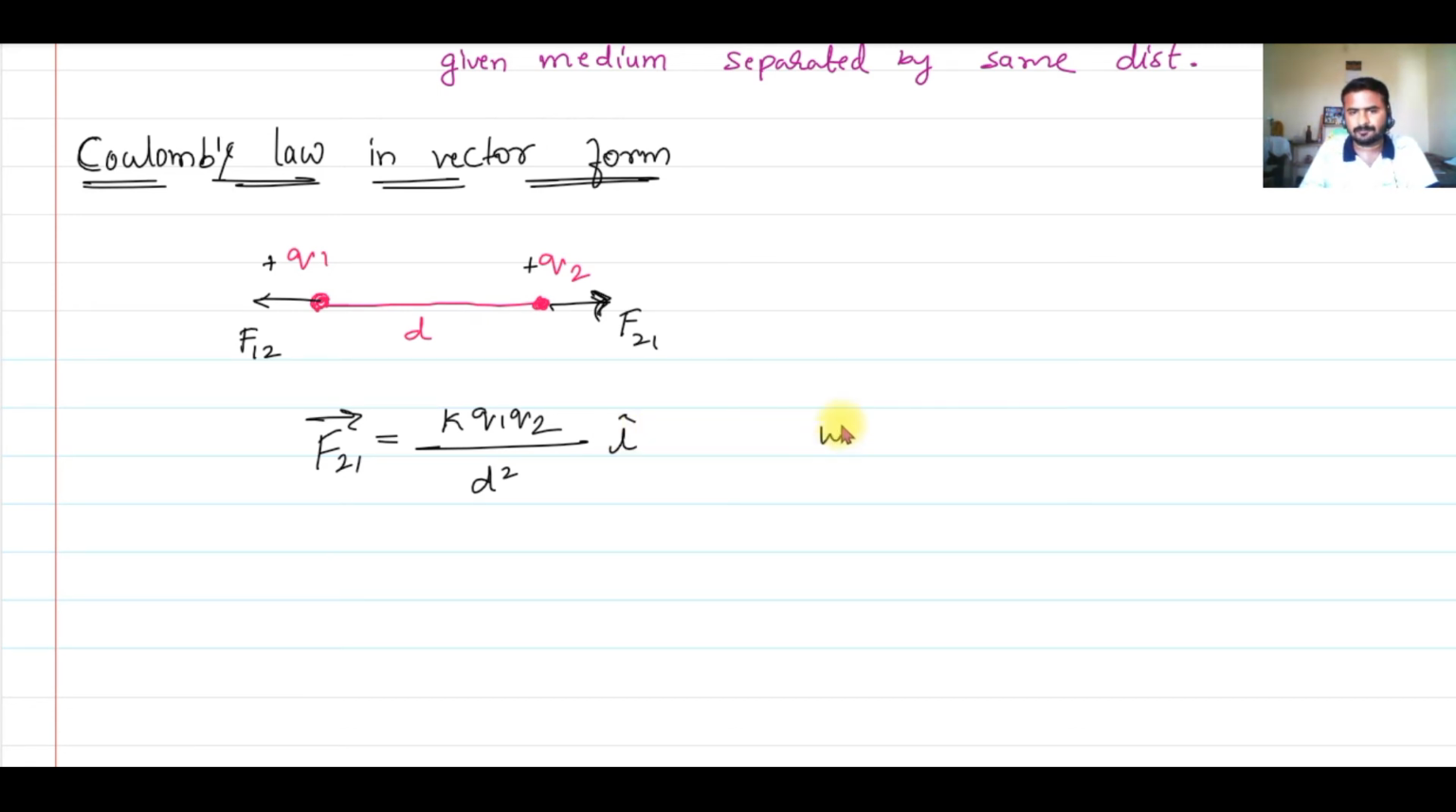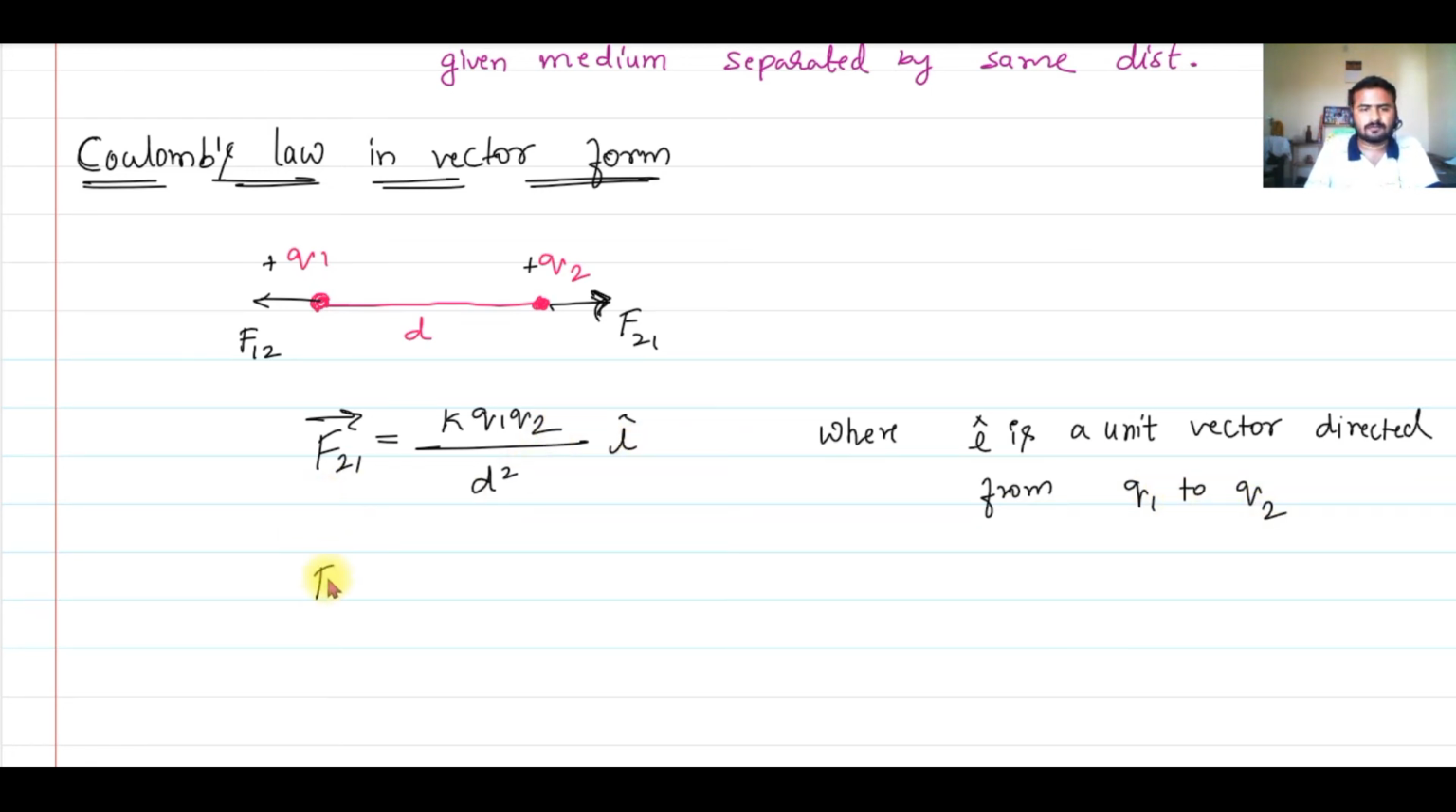I'll write where I cap is a unit vector directed from, let me write like that, directed from where to where? Q1 to Q2, directed from Q1 to Q2.